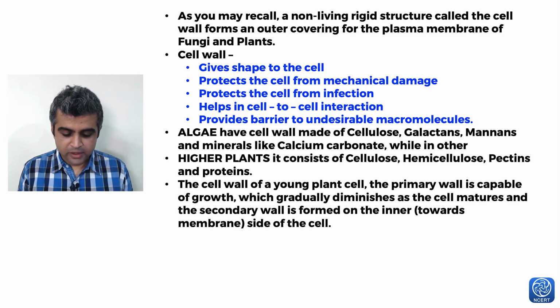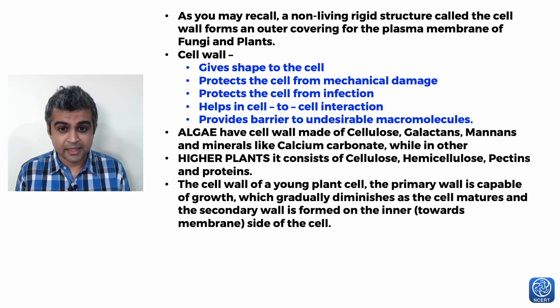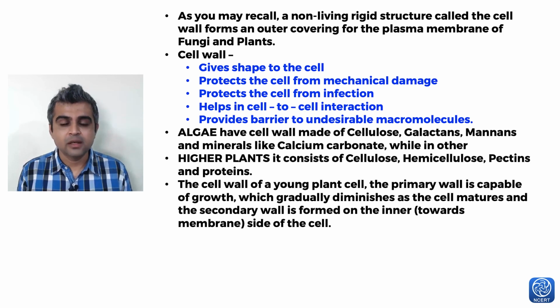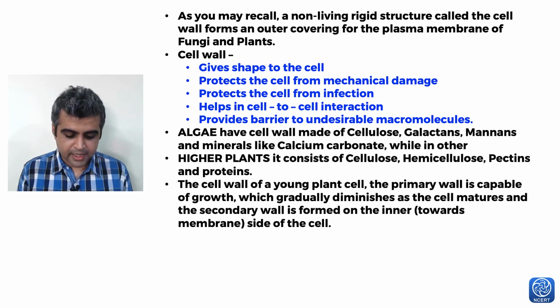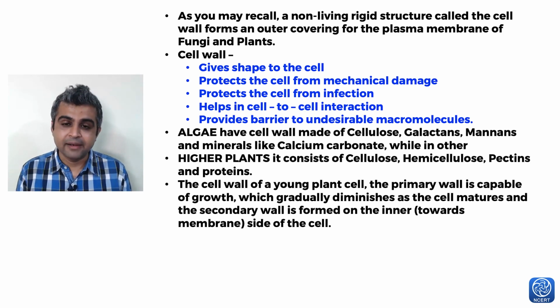The cell wall of a young plant cell does not have a secondary cell wall, it only has a primary cell wall. The primary cell wall is capable of growth, which gradually diminishes as the cell matures. And then over it the secondary cell wall is deposited from the inner side in S1, S2 and S3. S3 can also sometimes be called the tertiary cell wall, which is rich in xylans.